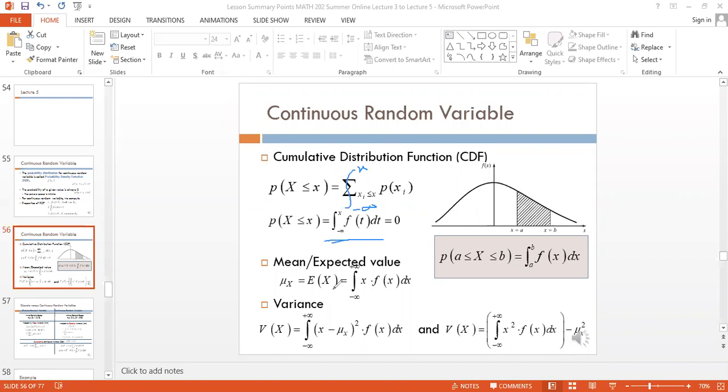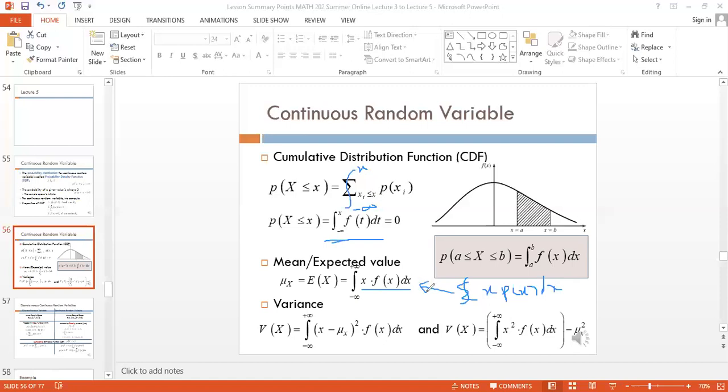And the expected value of the process, which is the mean, is the integral from negative infinity to positive infinity, that is from the lower bound to the upper bound, of x times f of x dx. So in the case of the discrete random variable, it was summation over the bound of x, x times p of x. So it's the same thing. This time it is integration from the lower value to the upper bound of x, with respect to dx.